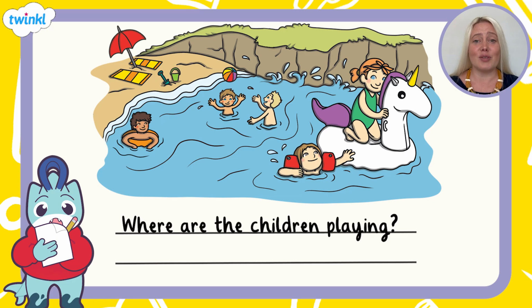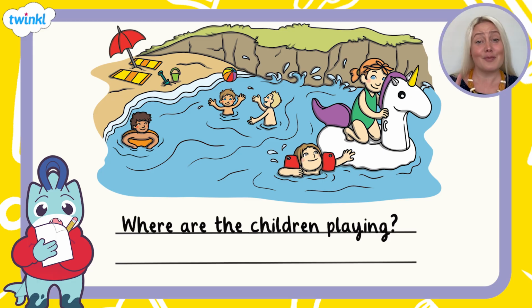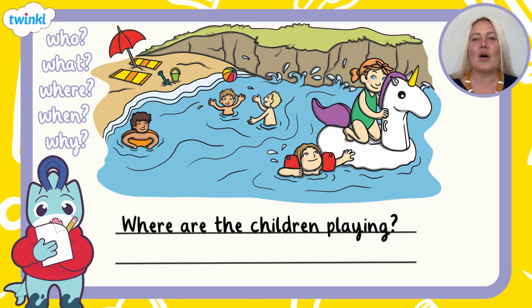Where are the children playing? Blot asks, is this a 5W question? Remember, a 5W sentence needs to start with one of the question words that begins with a W. Who, what, where, when, why. And it needs to have a question mark at the end. Pause now while you check this question for Blot.